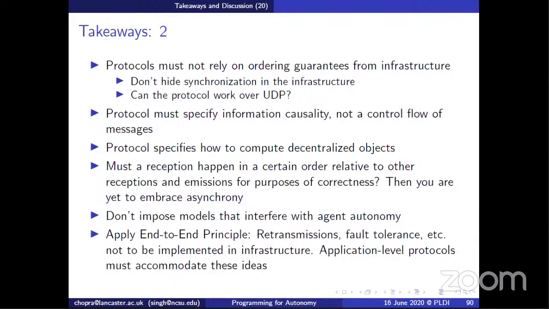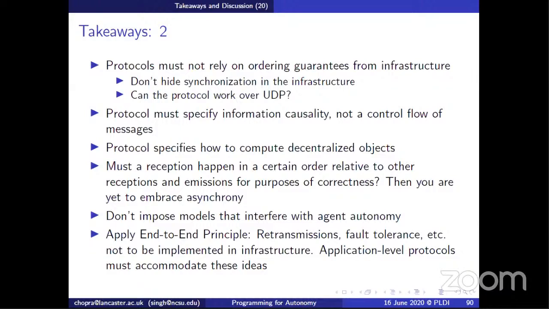Protocols must not rely on ordering guarantees from the infrastructure, because that's just a way of hiding synchronization in the infrastructure. If you want asynchrony, you have to go full Monty. So the question you have to ask is, can the protocol work over UDP? You have to go all the way. Protocols must specify information causality and not a control flow of messages. This relates to the other point that a protocol has to specify the computation of a decentralized object. We can't think purely in terms of message names and leave out the information being computed, because that's the more interesting part, the information.